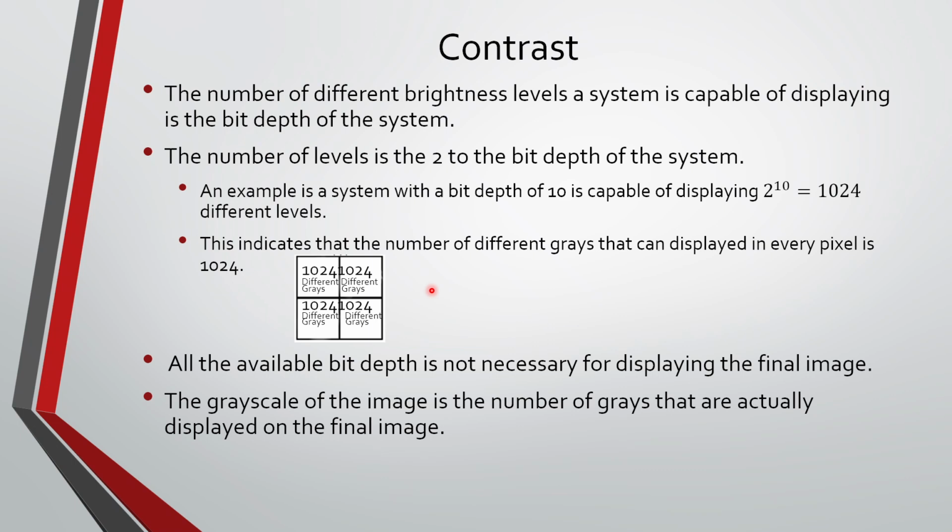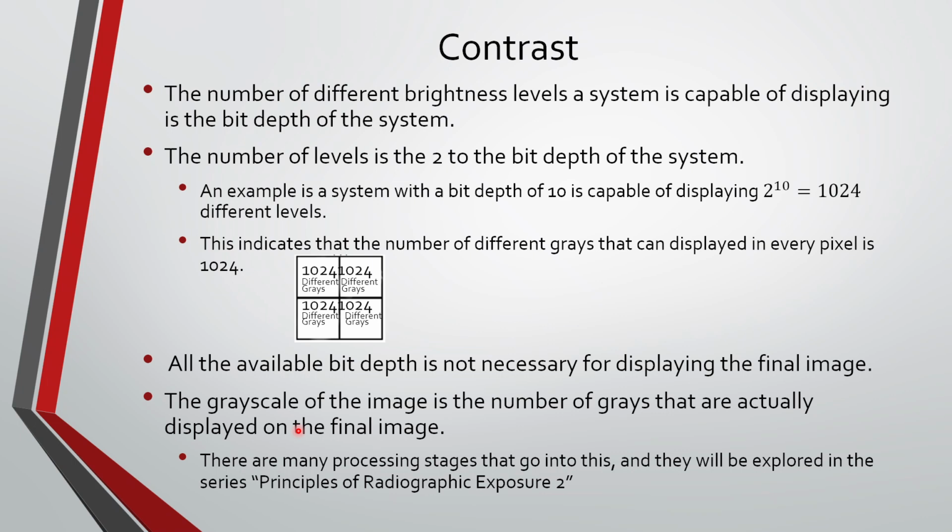So there's the grayscale. The grayscale of the image is the number of grays that are actually represented on the final image. The system has a certain bit depth, which will always be larger than the grayscale on the final image. The processing stages that go into creating the grayscale of the image won't be discussed here. There will be lessons in the Principles of Radiographic Exposure 2 playlist that will discuss this. It's important to note that the human eye can only distinguish about 30 different shades of gray. So that's one reason why we don't need all the available bit depth, and we can just use the grayscale, but more will be discussed in the Principles of Radiographic Exposure 2 lectures.